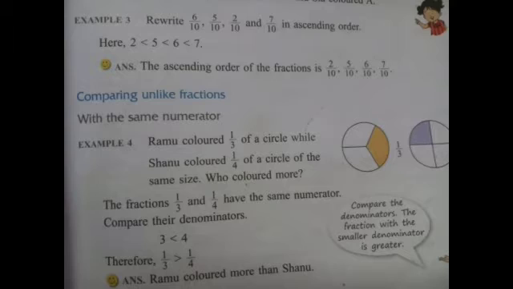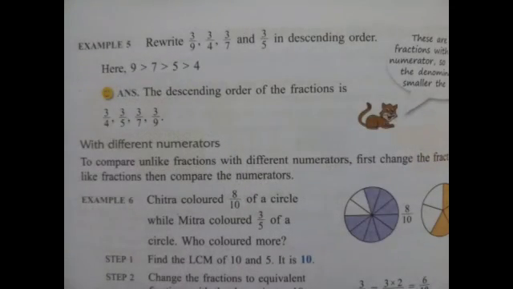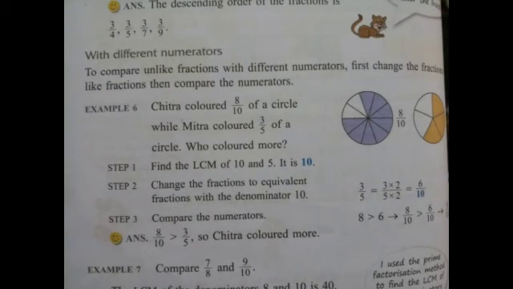Next, if it is an unlike fraction, we have to make the denominators equal first. That is, we have to compare numbers with different numerators, otherwise different denominators. First, take the denominators and find the LCM. First step, make it into LCM. Second step, make it into equivalent fractions. Then third step, comparison. When we explain the sum, you will be able to understand clearly.